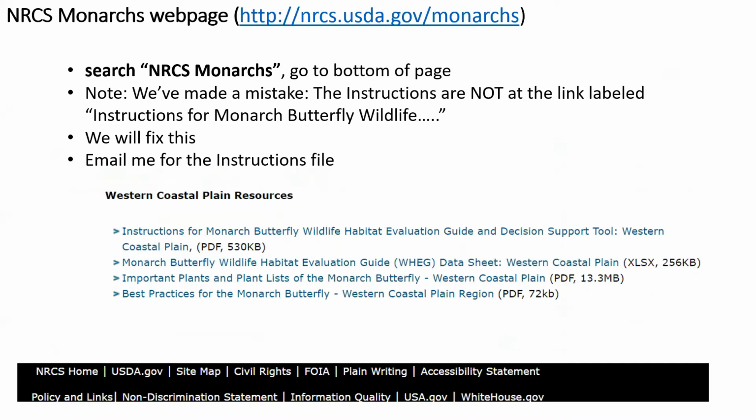To find these documents, to find all 3 of these WHEG documents, go to the NRCS Monarchs webpage. To find that page easily, simply search NRCS Monarchs. Once again, that's NRCS Monarchs. Once you get to that page, go to the very bottom of the page. It's going to look like this. And these documents that I'm circling down near the bottom of the slide, those are the components of the WHEG.